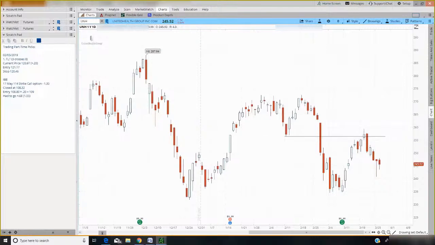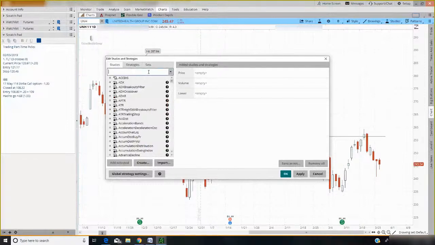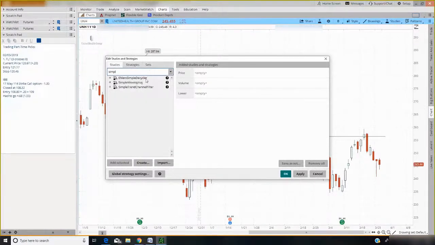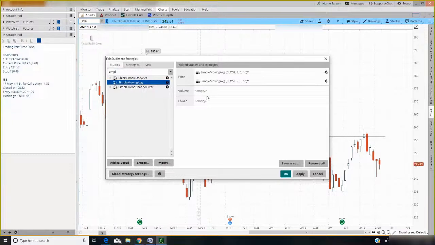Now, let me go over to my real money platform really quickly, because on my real money platform, I have this all set up because I trade this with real money. So what we're going to do is add 2 moving averages, okay? You're going to go up here to Studies, Edit Studies, and go to Simple Moving Average. Double click. We're going to add 2 of them, okay? Simple as that. Simple moving average.